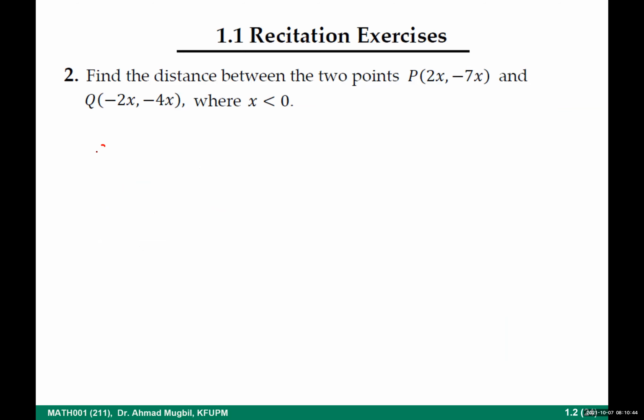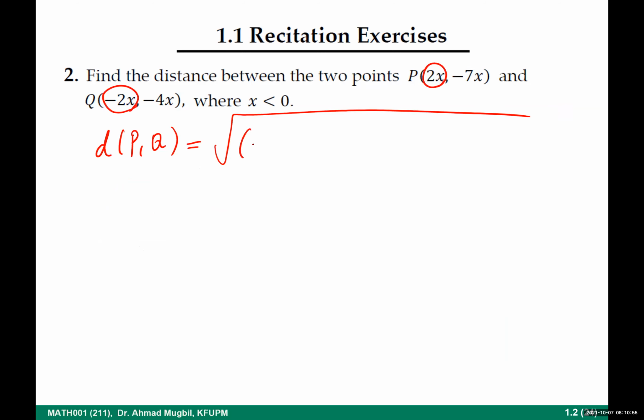So here we have two points, P and Q. The distance between P and Q, according to the distance formula, is the square root of the x coordinate minus the x coordinate, all squared. So it is 2x minus negative 2x, which will be plus 2x, all squared, plus the y coordinate minus the y coordinate. So it is negative 7x minus negative 4x, which will be plus. Again, it is the same if you take this minus this or this minus this, because you will square.